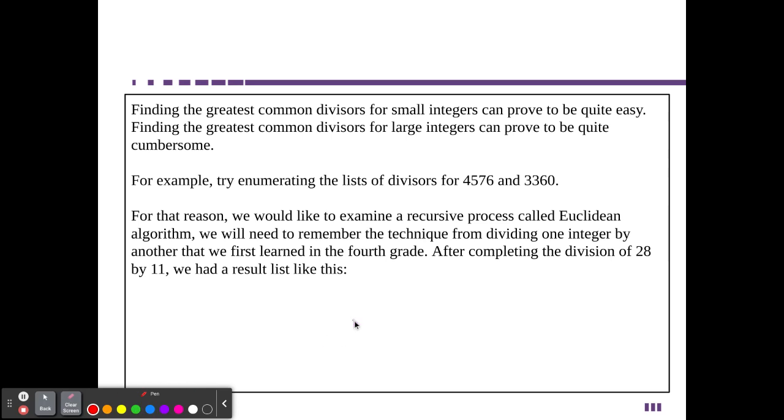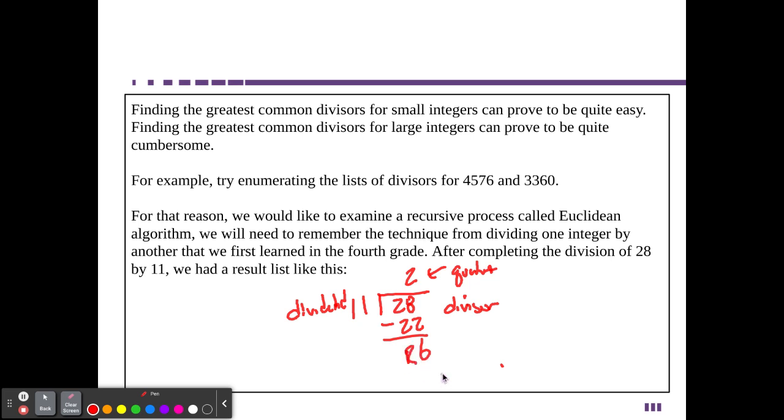As a quick recall, we have 28 divided by 11. This is my divisor. This is my dividend, and this would be my quotient up there. 11 goes into 28 2 times. That would be 22 with a remainder of 6. Remember that in elementary school, you wrote R6 on there. Now we'd write that as 2 and 6/11ths.